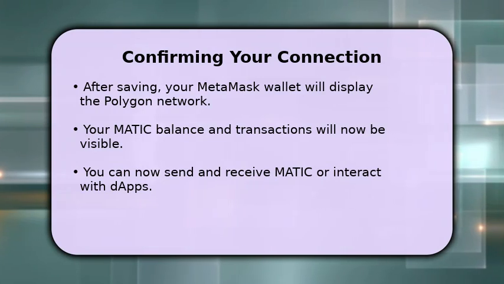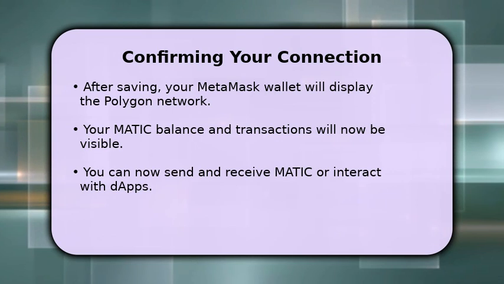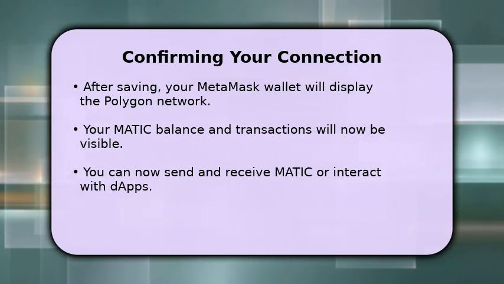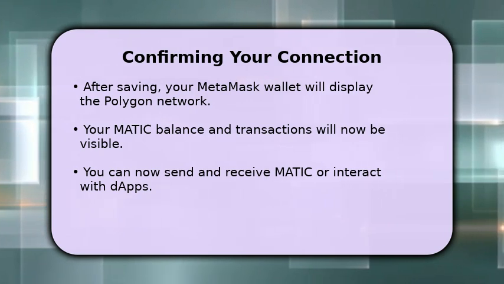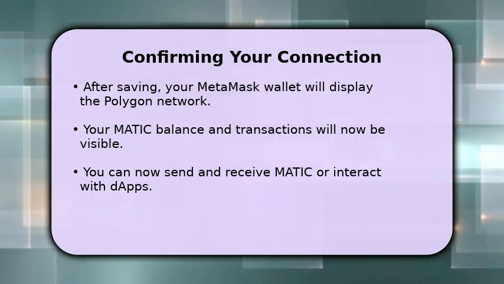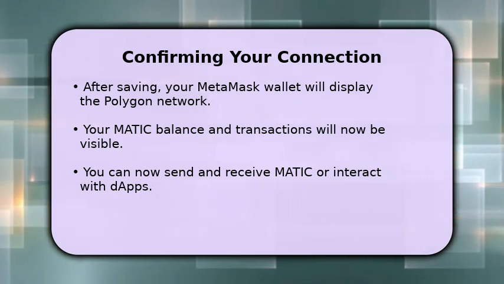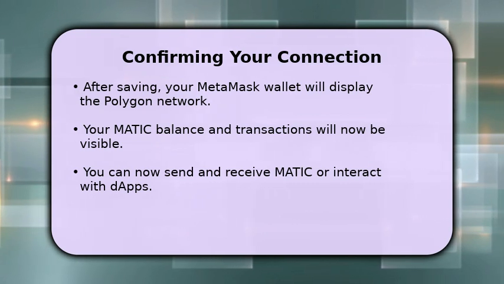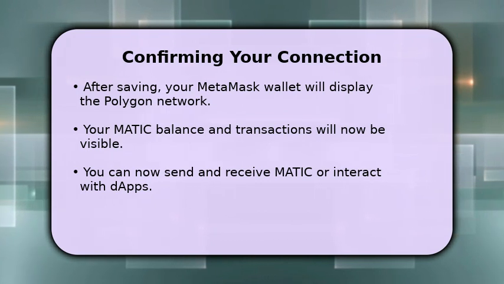After entering all the details, click the Save button to finalize your configuration. Your MetaMask wallet should now display Polygon mainnet as the currently selected network. You can then view your MATIC balance and begin interacting with various decentralized applications on the Polygon network. Congratulations! You're now successfully connected and fully ready to explore the Polygon ecosystem.